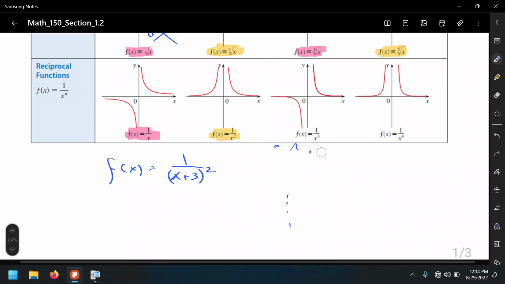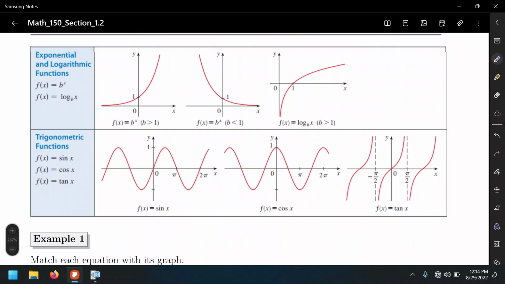However, I wanted to stop a little bit and discuss more on these reciprocal functions, because we will use this a lot in the limit chapter. All right, so what do we have right here for the next page?